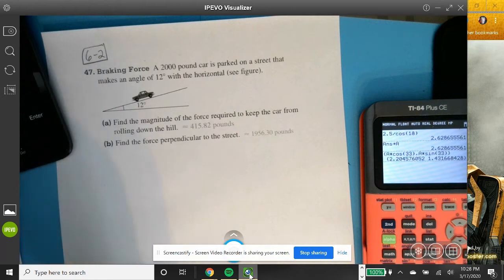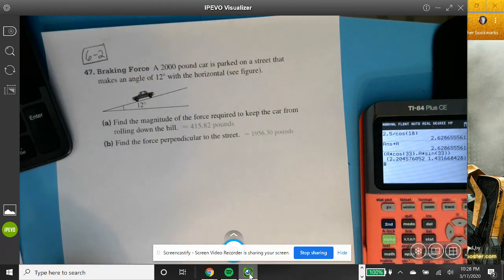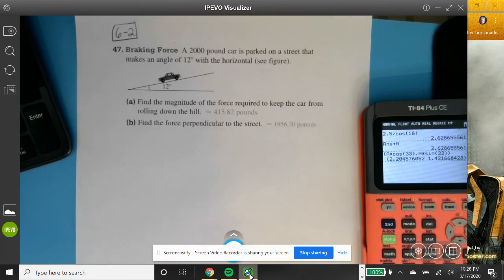Number 47. It's like number 47 caused heartache for a lot of people. So, all right. Braking force. A 2,000-pound car is parked on a street that makes a 12-degree angle with the horizontal. See the figure. Find the magnitude of the force required to keep the car from rolling down the hill.